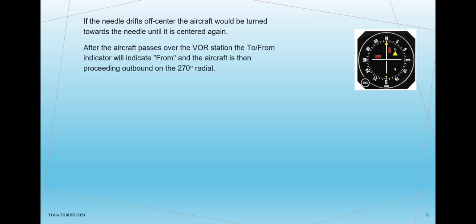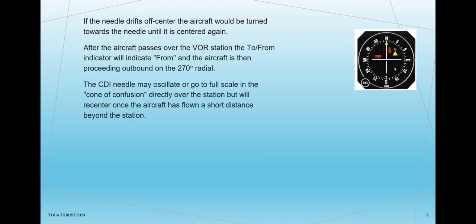After the aircraft passes over the VOR station, the to/from indicator will indicate from, and the aircraft is then proceeding outbound on the 270 degrees radial. The needle may go to full scale in the cone of confusion directly over the station, but will recenter once the aircraft has flown a short distance beyond the station.